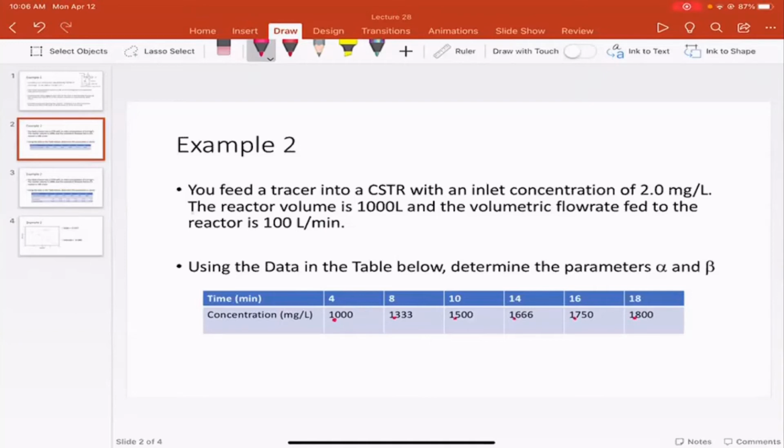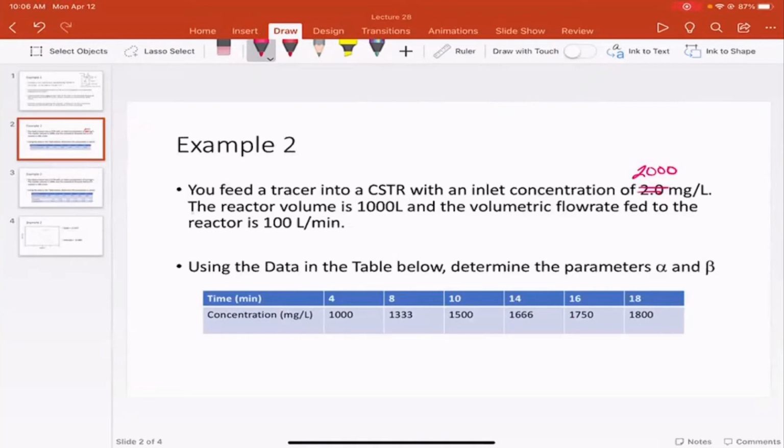All right. And so now, using the data in the table below, or actually, maybe a better thing to do is let's just change this to 2000, because I also did calculations later. So I apologize for that. So we're going to feed it at 2000 milligrams a liter, and we then measure the concentration as a function of time.